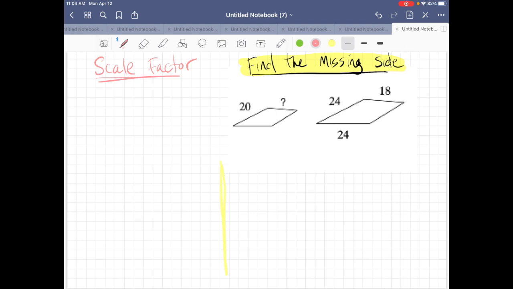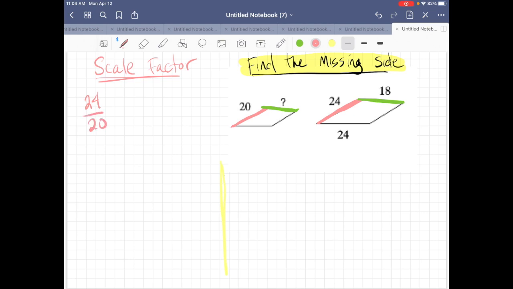So first I'm going to find the corresponding sides. So 20 goes with 24, and 18 goes with our missing side, right? So let's just write down what we know. We know 24 goes with 20, right?